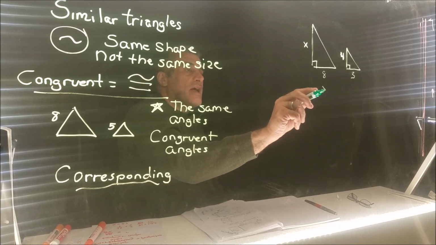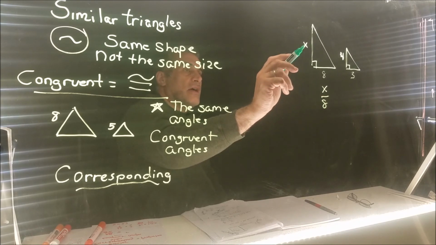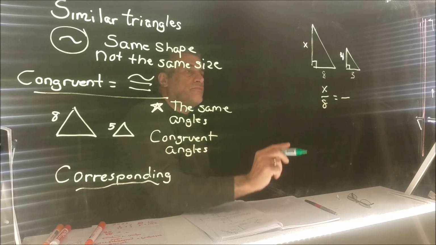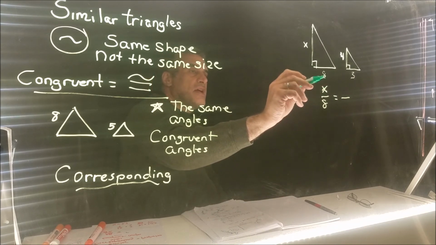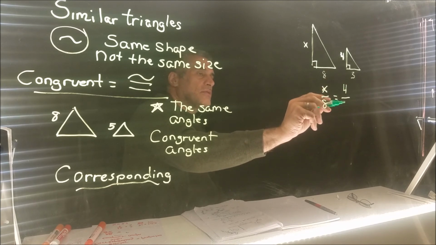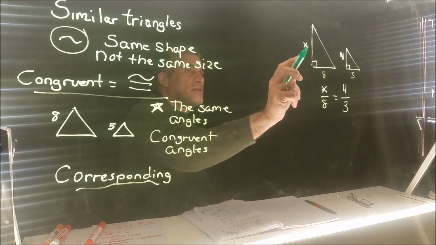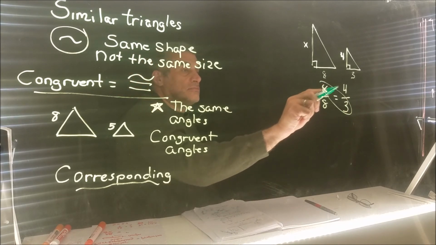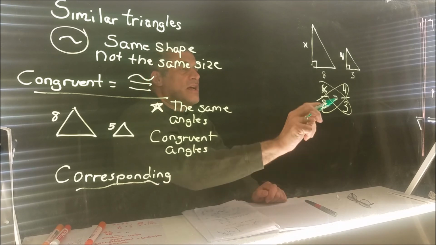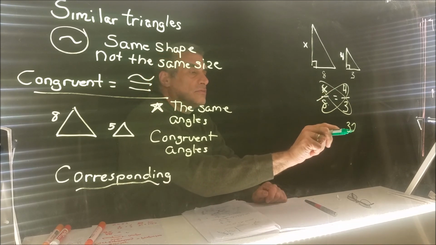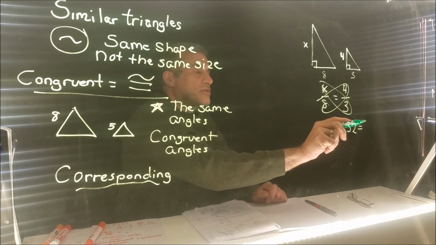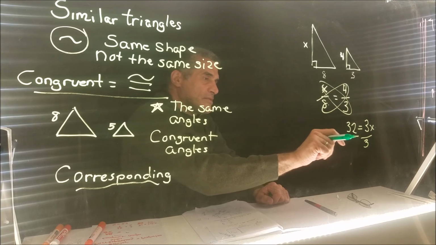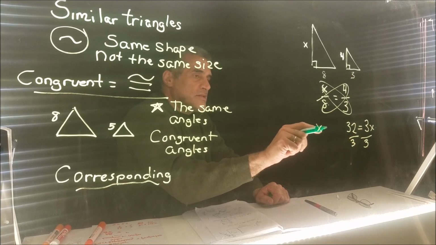So what we do is we can say x over 8, and then make another ratio that corresponds to the same location. Well, we're saying x over 8, so then we should say 4 over 3, because the 4 corresponds with the x, and the 3 corresponds with the 8. Then all we have to do here is just cross multiply. So we're going to have 8 times 4 is 32, and we're going to have x times 3 is 3x. So just divide that out, and we'll get what x is.